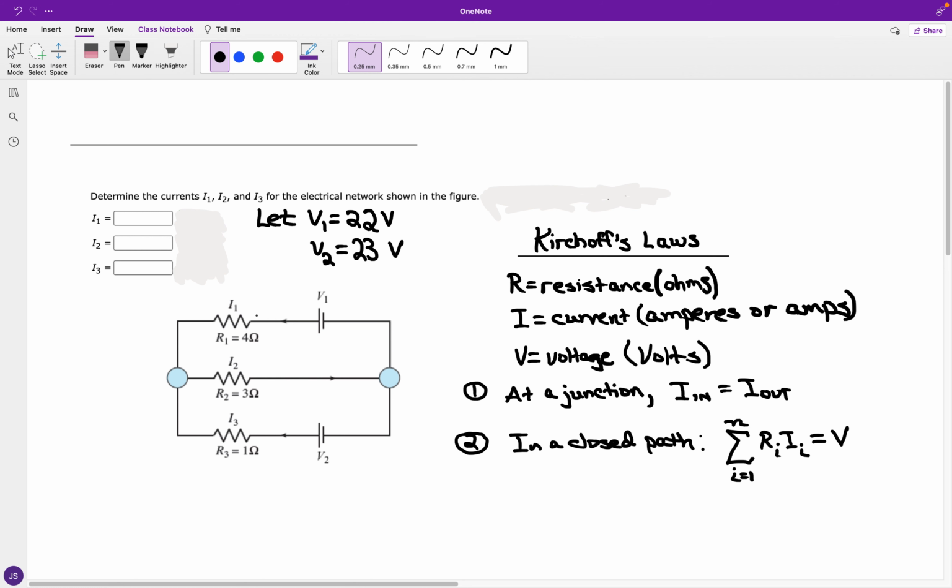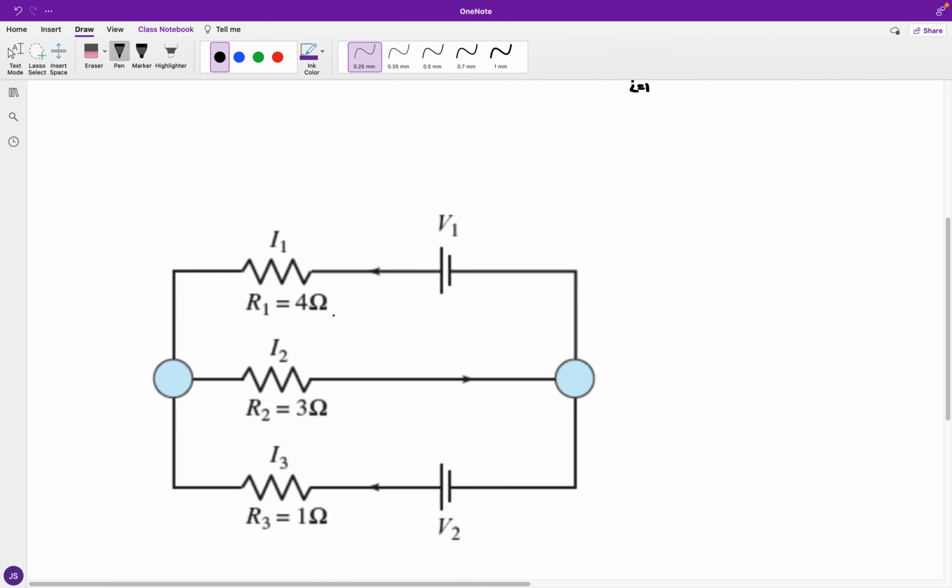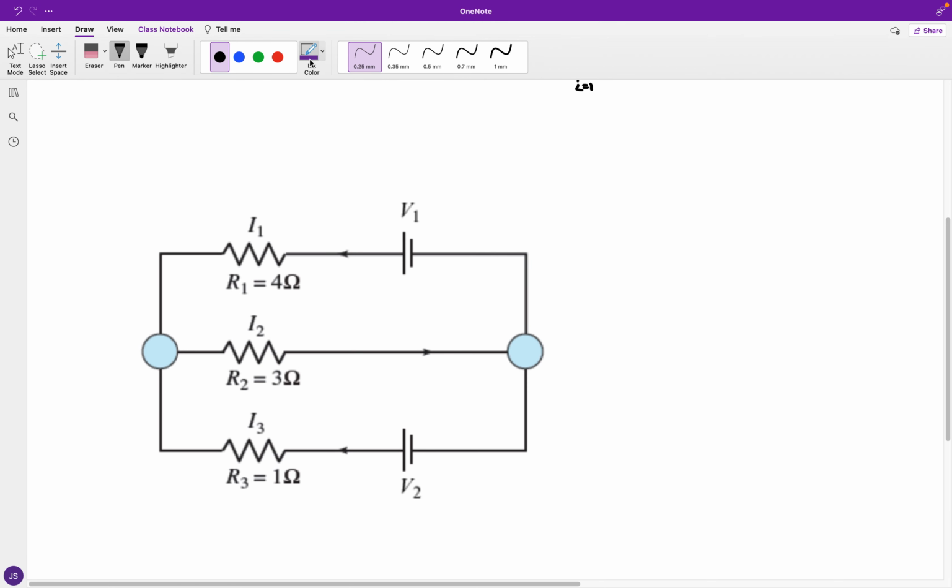And we're trying to find what the currents I1, I2, and I3 are going to be. For the voltages, we have V1, which we'll let be 22 volts, and for the second we'll have 23 volts. Looking at applying Kirchhoff's laws, we can establish what the paths are going to be. First, at the upper half, notice you have the first current going to the left, and the second current going to the right.